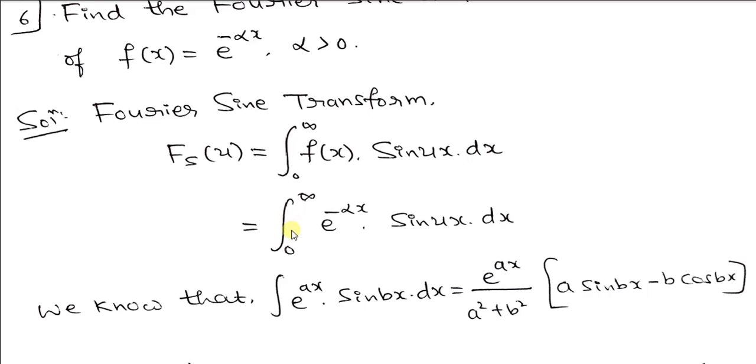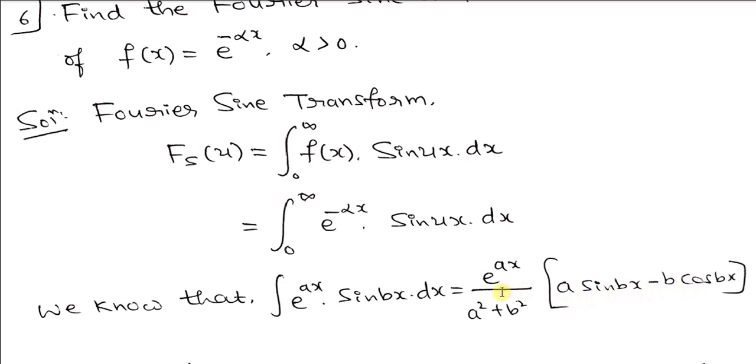Here we cannot apply Bernoulli's rule, because whichever function you take as first and second, both are non-vanishing terms. However many times you integrate or differentiate, both terms are non-vanishing. So we cannot apply integration by parts or Bernoulli's rule. But we have a standard formula: integration e power ax sin bx dx is e power ax by a square plus b square into a sin bx minus b cos bx.